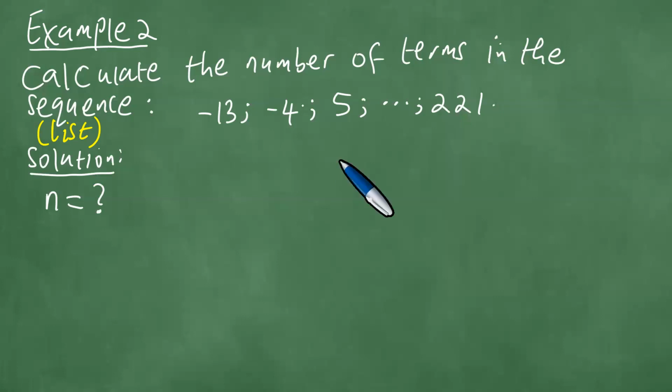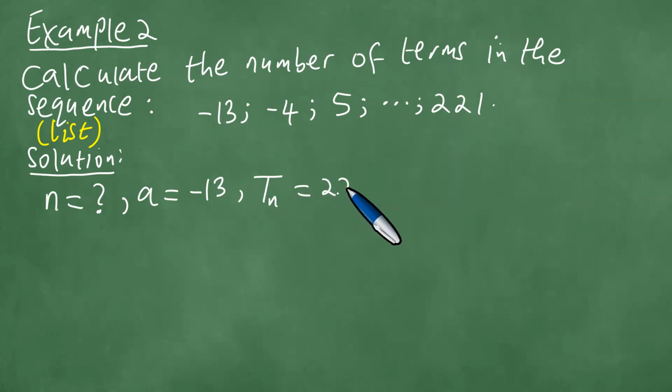How do we find the number of terms? How many terms are there? 1, 2, 3, but they jumped others and they reached 21. So we're looking for n, the number of terms. But what do we have? We have the first term, the second term, the third, and the others. Normally very interesting to us is the first term, which is minus 13. And then we have the last term. The last term, normally we call it T sub n, which is 221.